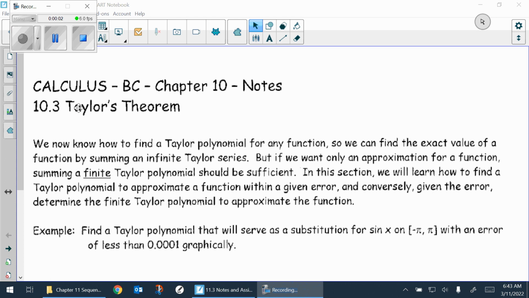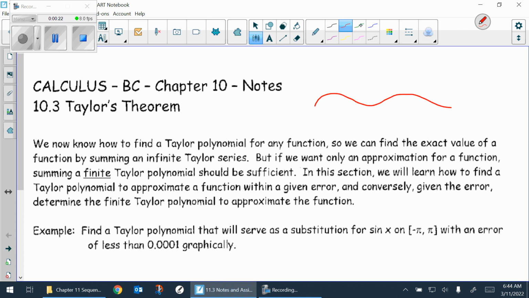In section 10.3, we're going to focus our attention on finding the error that is made when we use a certain number of terms of a Taylor polynomial. If we've got some function, let's say sine of x, that goes like this, and we come up with a polynomial that approximates sine for a while anyway. We use a finite number of terms, it follows nicely for a while, and then it doesn't follow. And the center of this would have been right here.